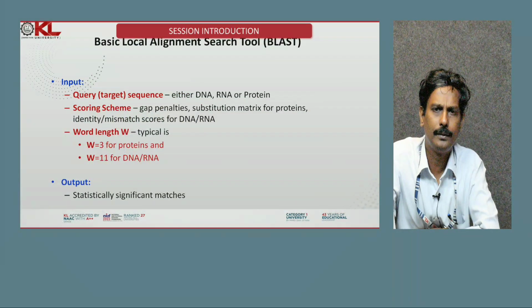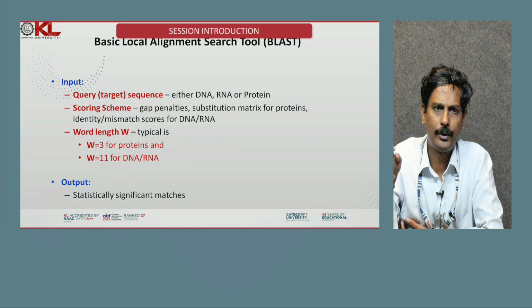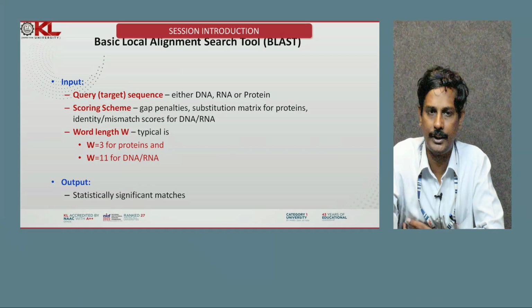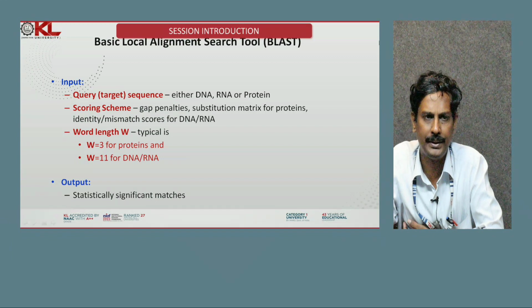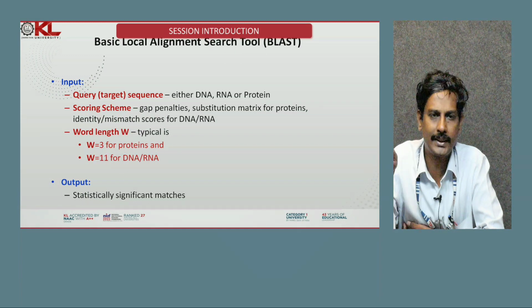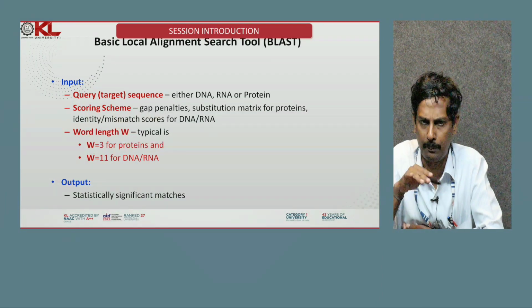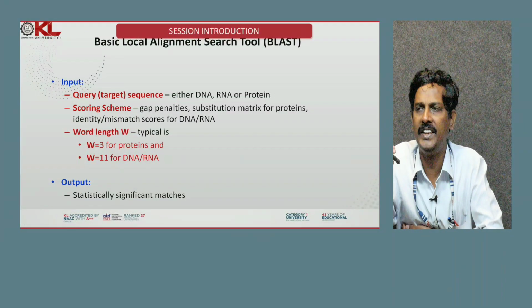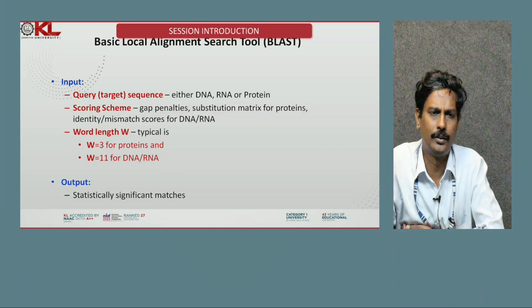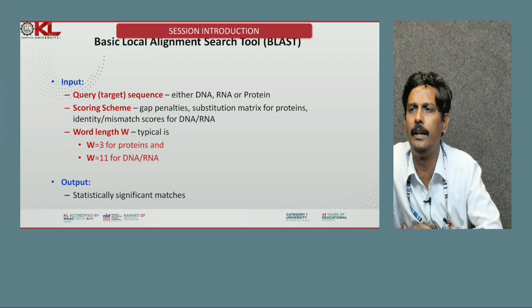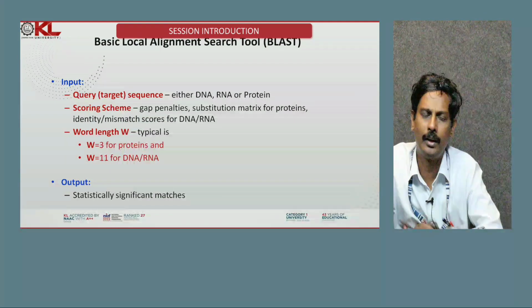So what are the inputs applied to BLAST? The first input is the query sequence, either DNA, RNA or protein. Another input is the scoring scheme, which is the gap penalty and substitution matrix for proteins, or identity or mismatch scores for DNA or RNA. Then the threshold value W equal to 3 for proteins or W equal to 11 for DNA or RNA. The final outcome is statistically significant matches in DNA, RNA or protein sequences.